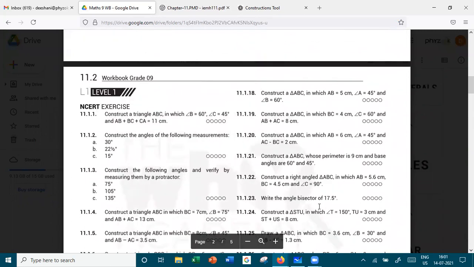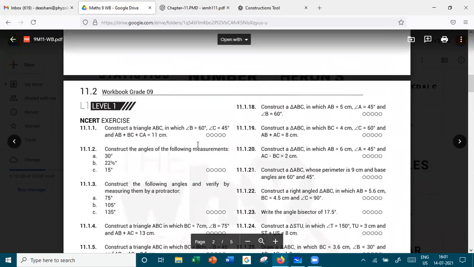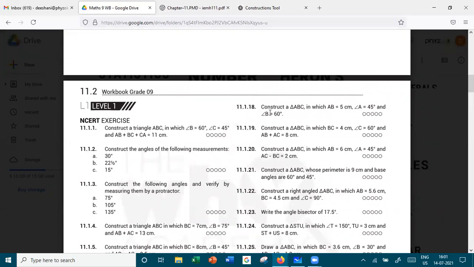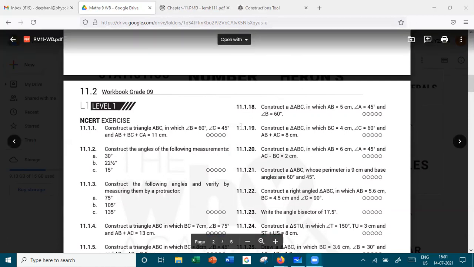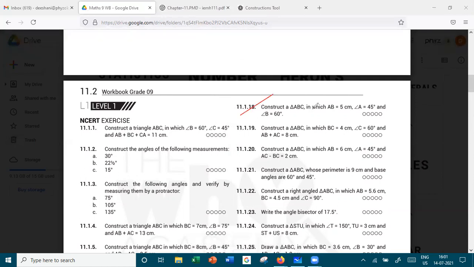Ma'am, the first question, like 11.1.1. 11.1.1 is a perimeter question. We'll come to that at the end. Okay, ma'am. Let's do this one. Here it is, 11.1.18. This one. Okay. Construct a triangle ABC in which AB, they've given you AB, the base, as 5 centimeter. They have given you angle A and they've given you angle B.